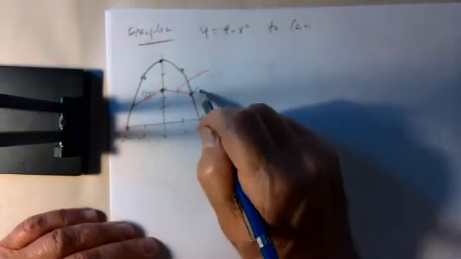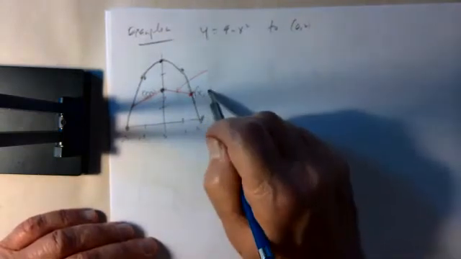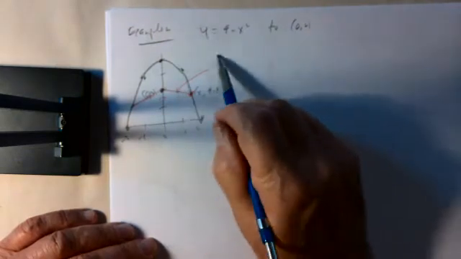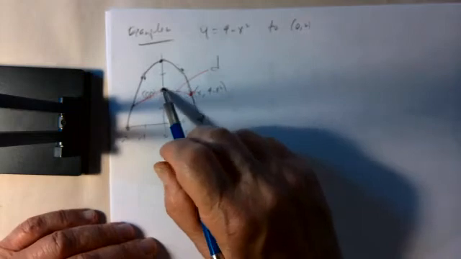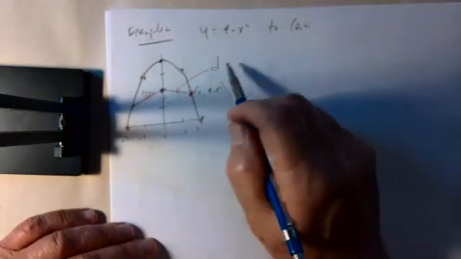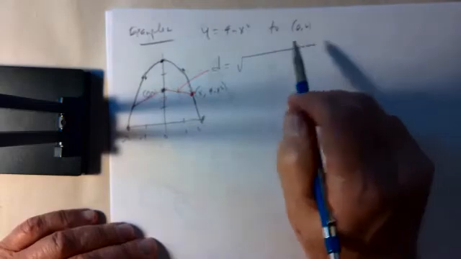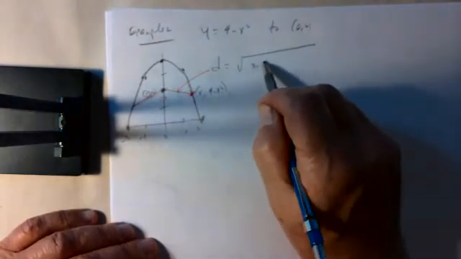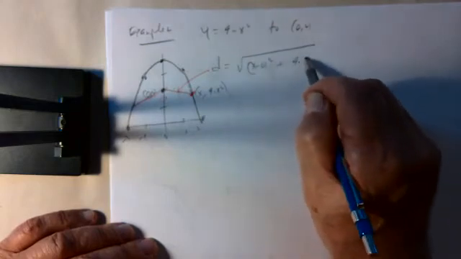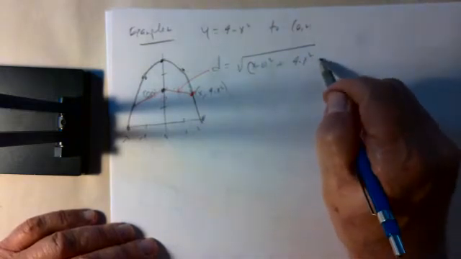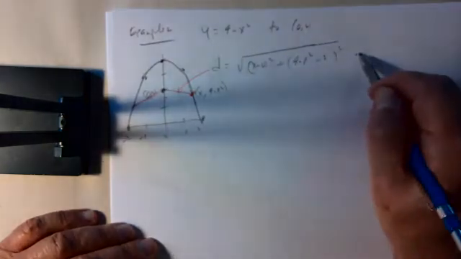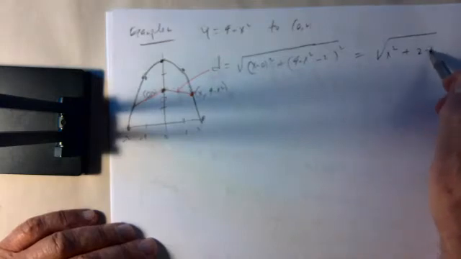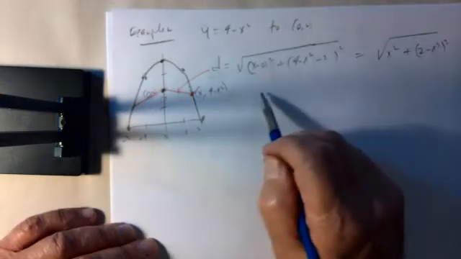So for any x, this has coordinates x, y, but y is 4 minus x squared. And this distance, d, is the distance from this point to this point. So the distance is the square root of the difference between the x and the y coordinates. X minus 0 squared plus 4 minus x squared minus 2 squared. That's the square root of x squared plus 2 minus x squared squared.